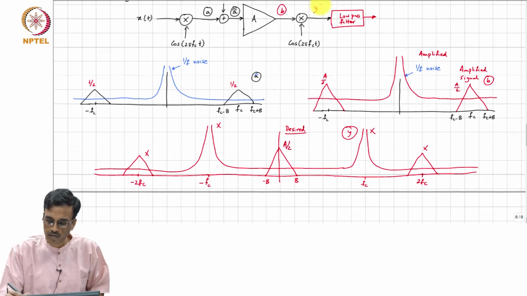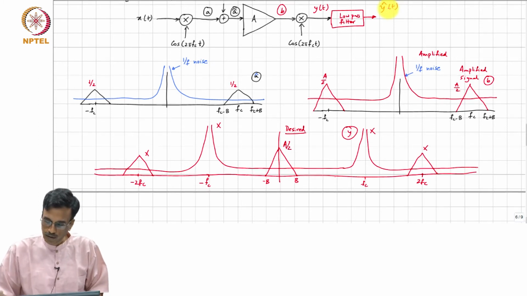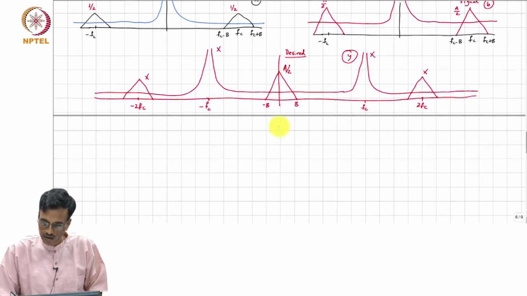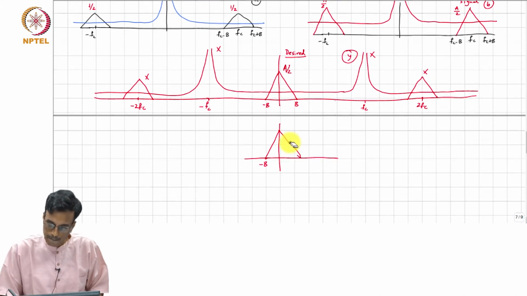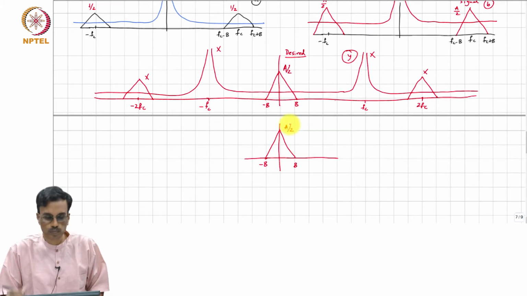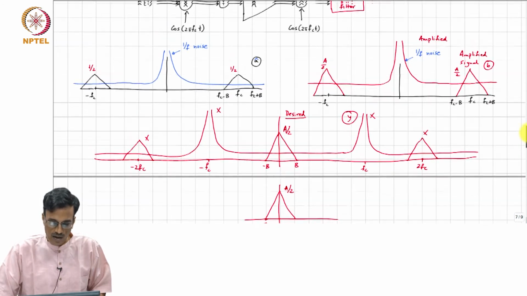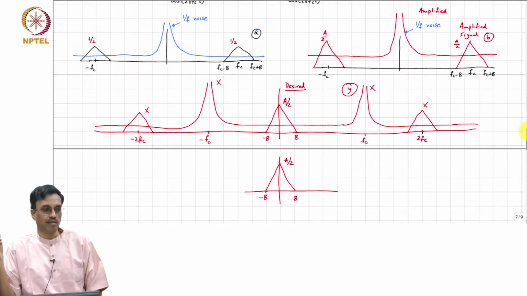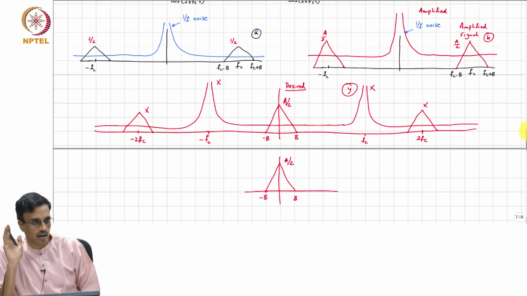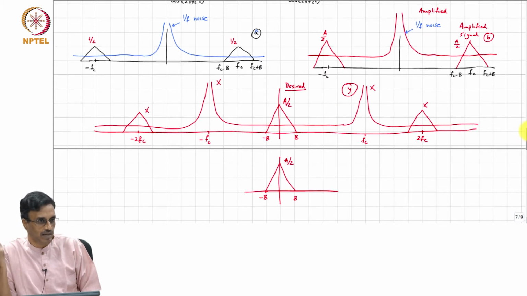filter. So this is y of t and this is y hat of t. The y hat of t is: take this and simply filter it with a low pass filter. So this is minus b, this is b, and the gain is A by 2. Fortunately, as you can see, even though the amplifier has a lot of flicker noise, the output does not contain any flicker noise component.